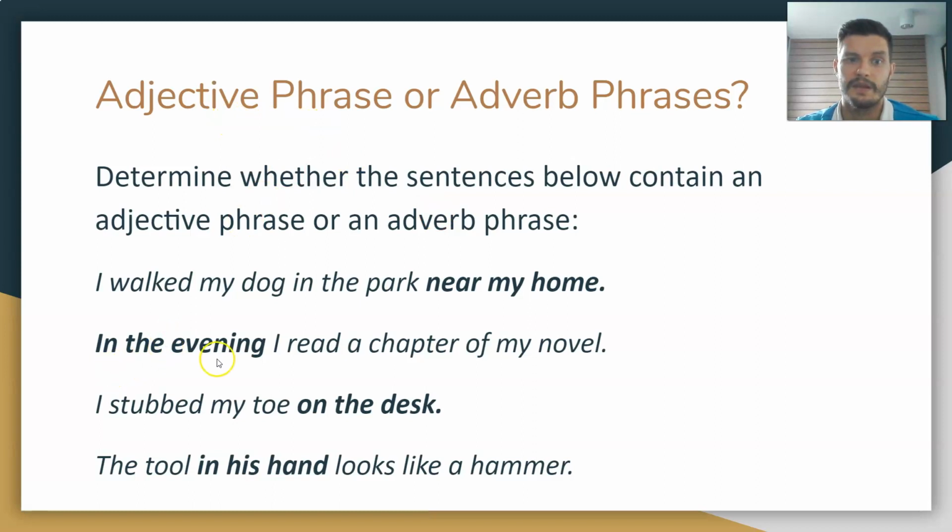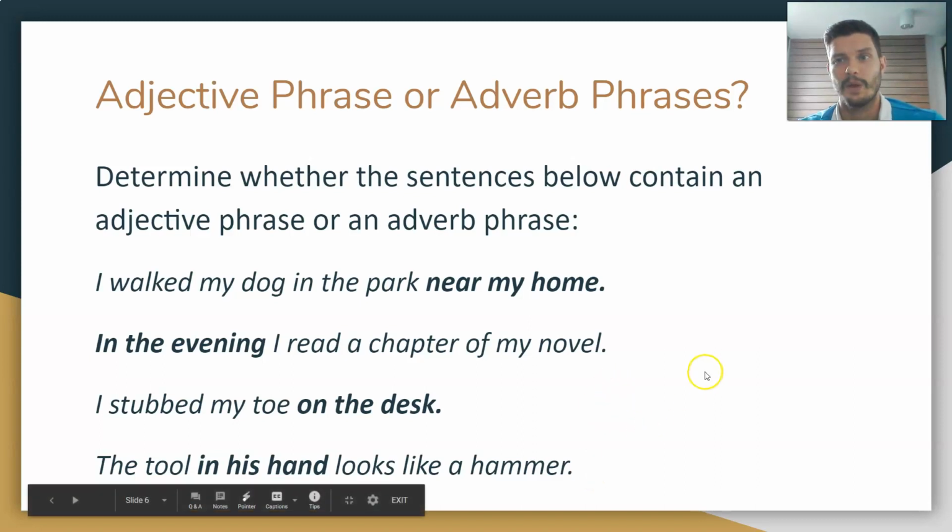In the evening, I read a chapter of my novel. In the evening is the prepositional phrase, and it tells us something about when I read that chapter of my novel. Read is a verb, therefore, in the evening is an adverb phrase. So I want you to write down the next two sentences and then say whether they are adjective or adverb phrases and why.